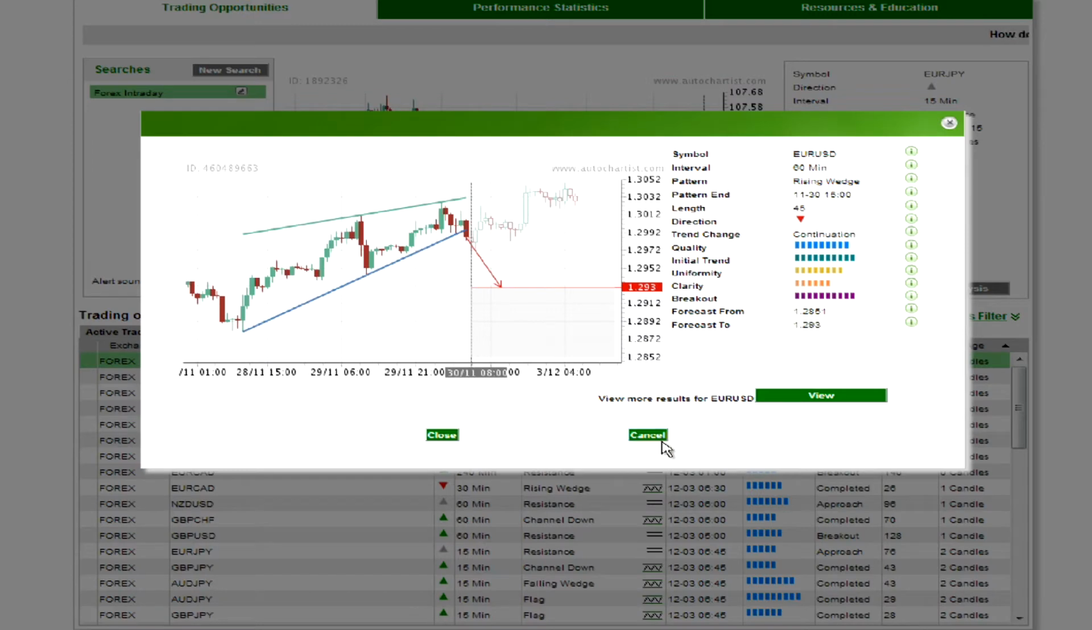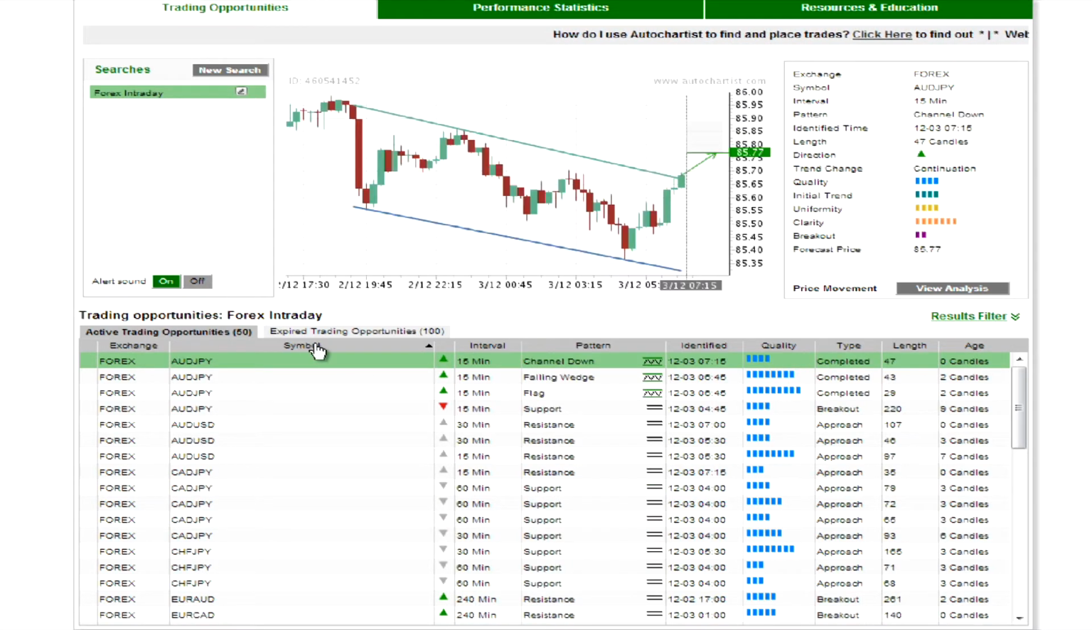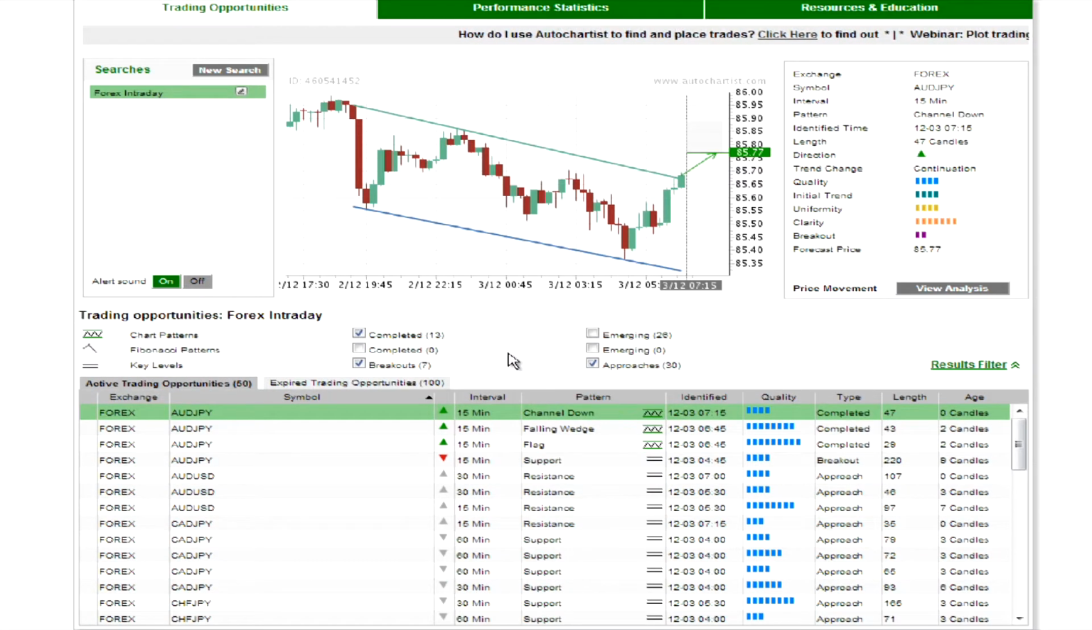Okay, here we go. Alright, so my Autochartist window is open, and as always, the first thing I do is reorder the screen. Instead of being ordered by age, I order it by symbol, so that all my instruments are grouped together. And of course, I check that I'm only looking for completed chart patterns, completed key levels, and approaching key levels. Those are the things that I trade.